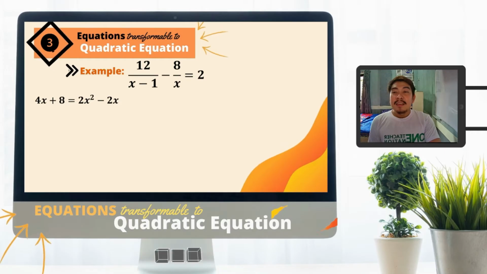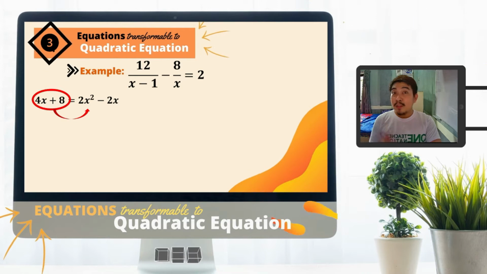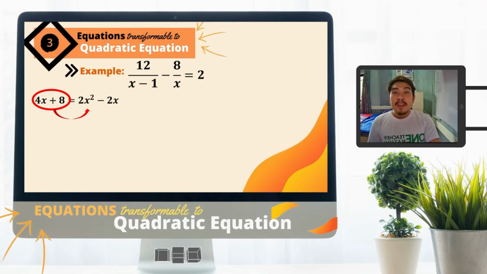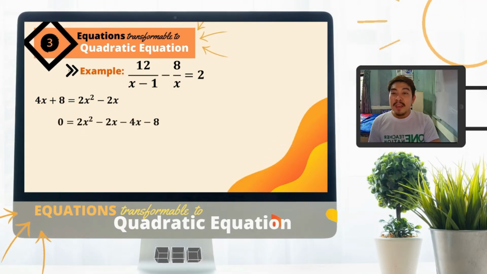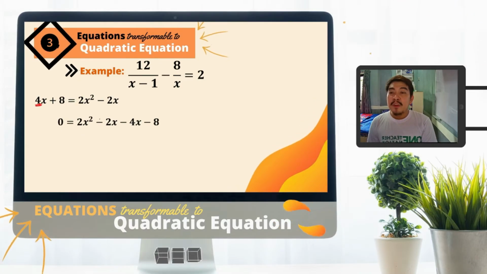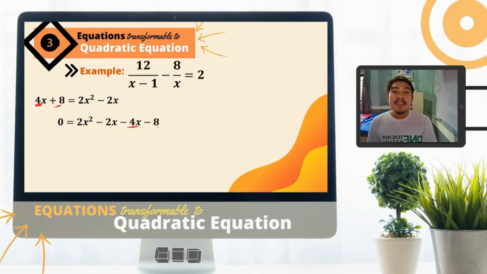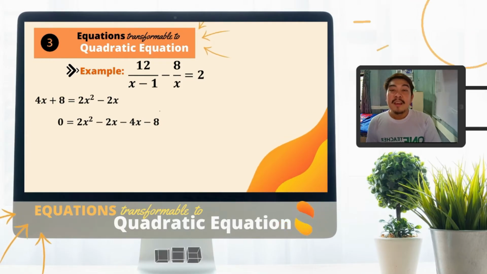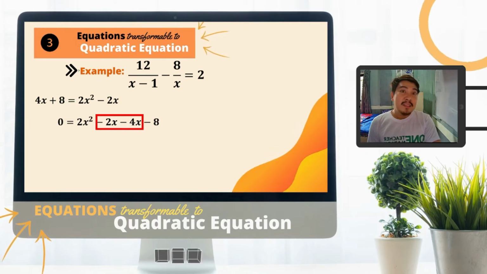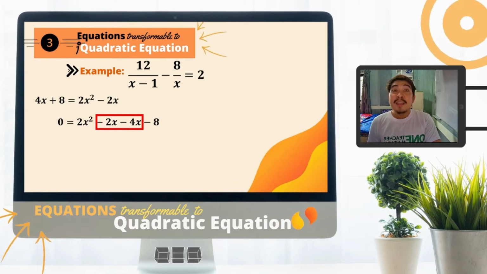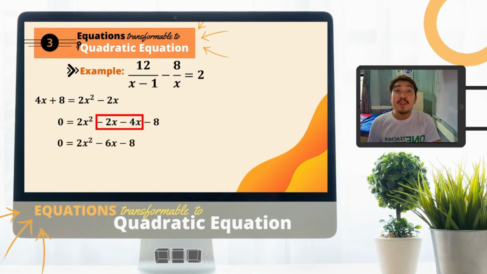And then, let us make it in standard form. Ilipat na lang natin si positive 4x plus 8 doon sa kabilang side ni equation. So mag-iiba lang siya ng sign. So therefore, that will become 2x squared minus 2x. If you can see, this is positive 4x. Pag tinranspose, nagiging negative. Since positive 8 to, kapag tinranspose, magiging negative 8. Okay? So next, we can still simplify negative 2x minus 4x, which will give us the result of negative 6x. So therefore, the equation will be 2x squared minus 6x minus 8.